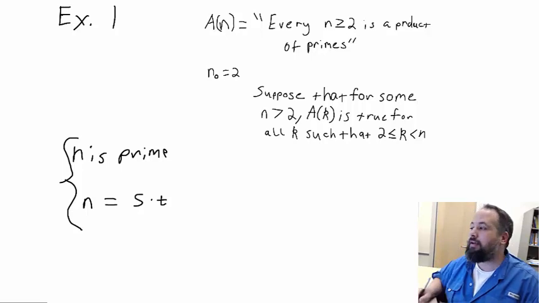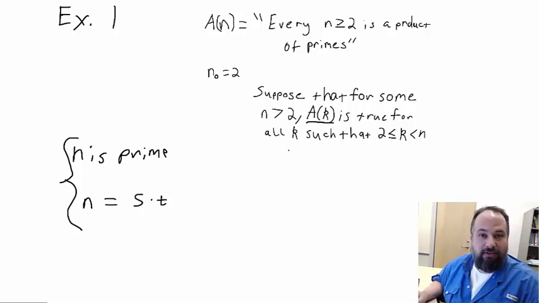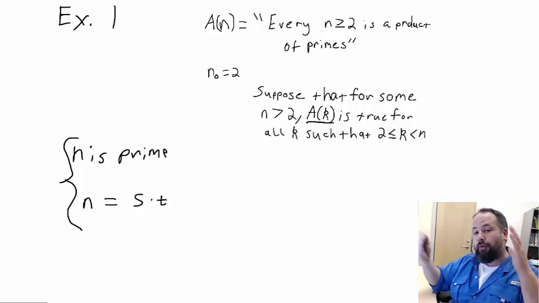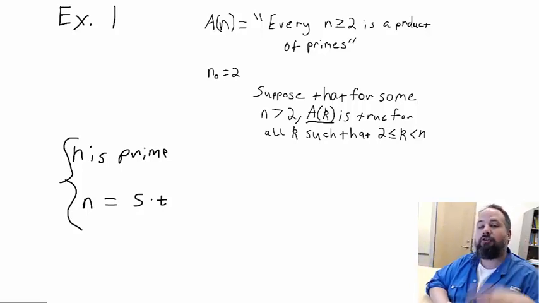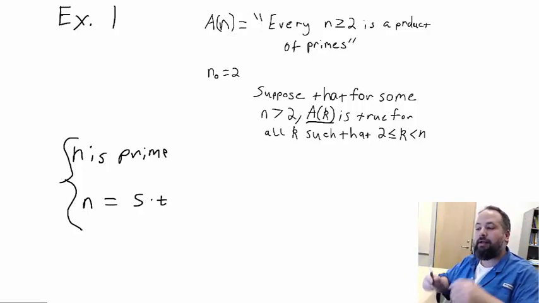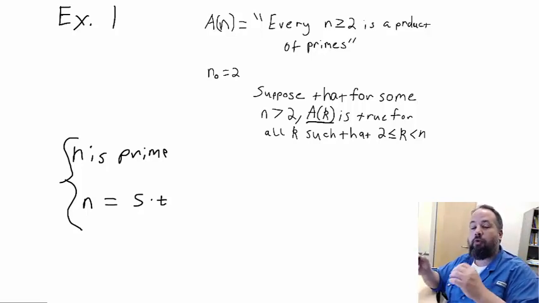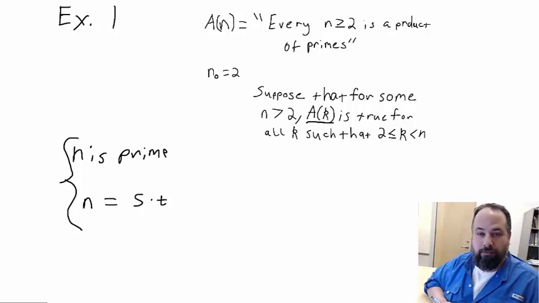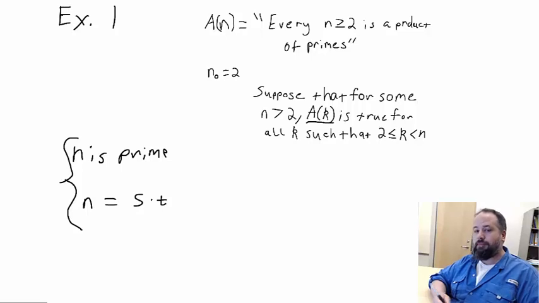Well, guess what? That means that they are covered by our inductive hypothesis, right? Those values k go from 2 all the way to 1 less than n. So s and t both are the product of primes according to our hypothesis. If it's true for both of them, since they're the product of primes, we multiply all those primes together, we get n. n must be the product of primes. That is our proof.